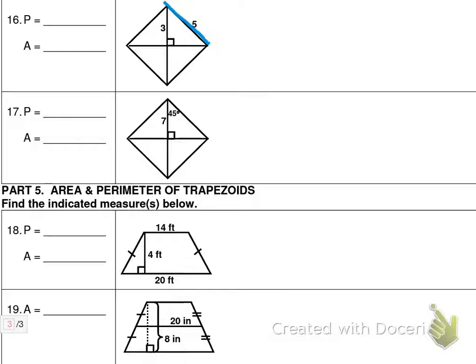For the area, you need to know what this other diagonal is right here. So if this is 3, then this side is also 3. Then, well, we have a triangle right here, 3, 5. I'm going to use the Pythagorean theorem, C, A, and B, in order to find the other side.